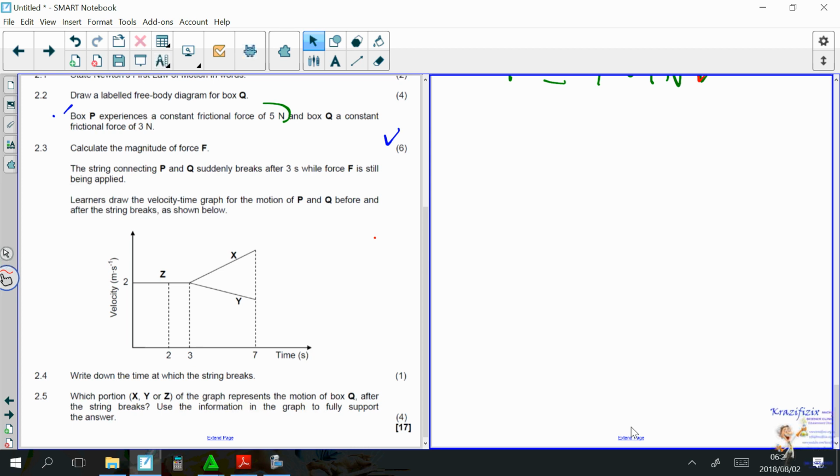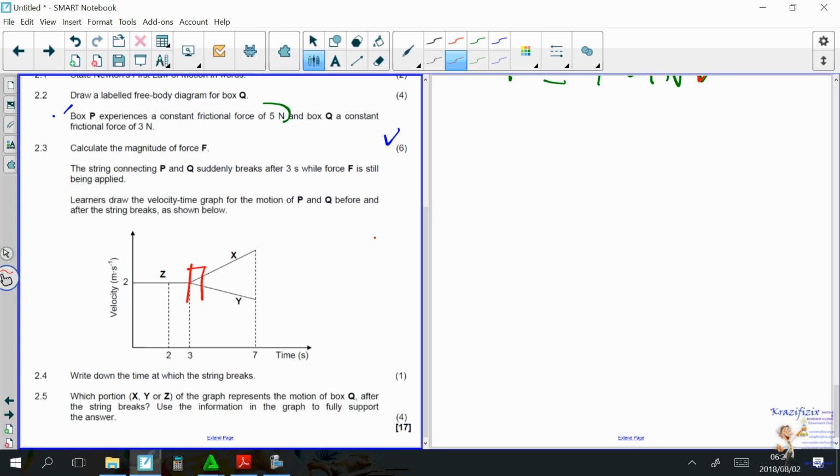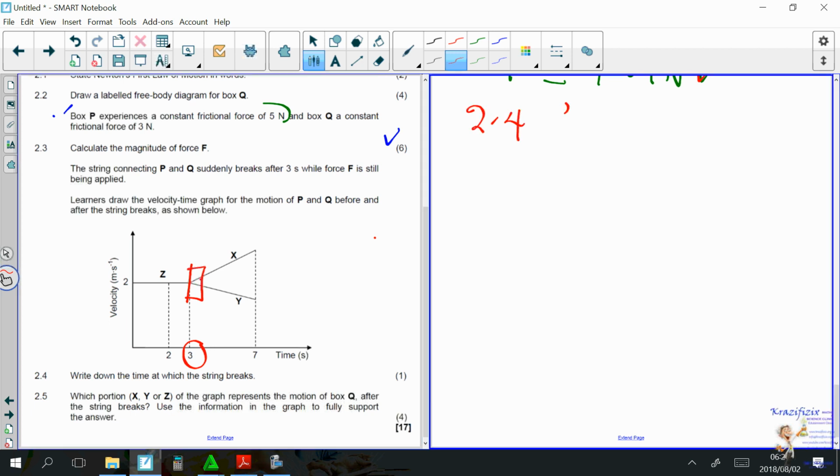Now, the first question says, write down the time at which the string breaks. What do you know? The string is actually creating a force. When the string breaks, what are we expecting? We are expecting a decrease in force. So the string breaks at 3 seconds. So my 2.4 is what? 3 seconds. That's where it breaks.